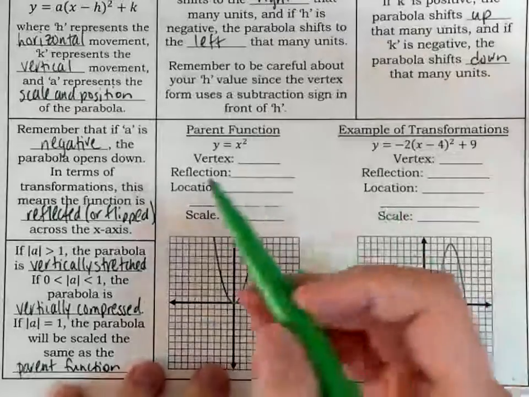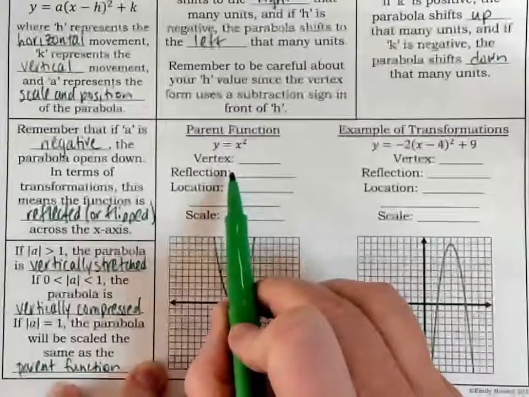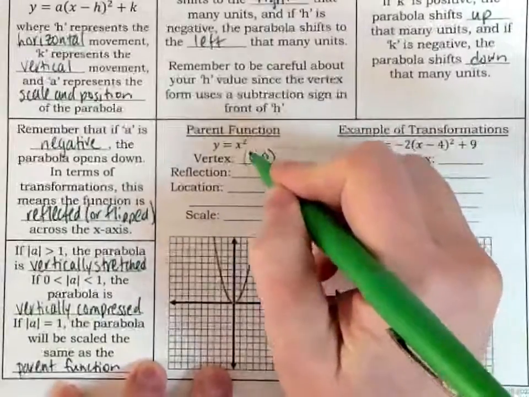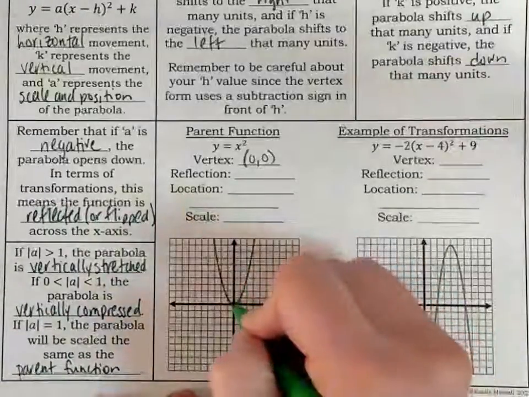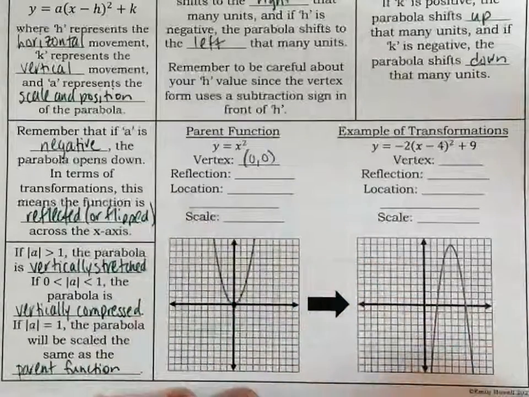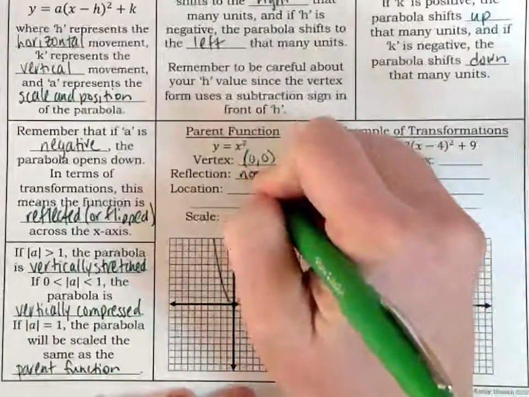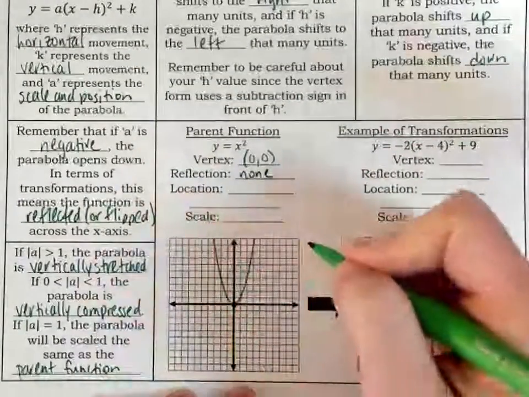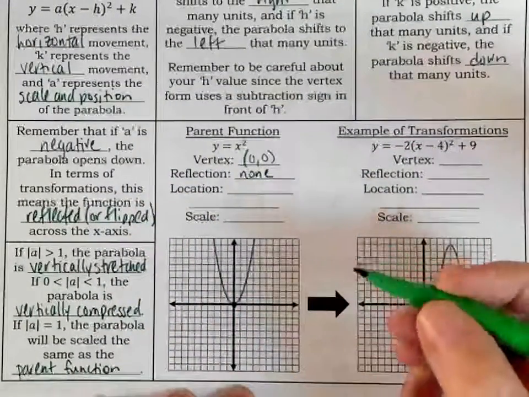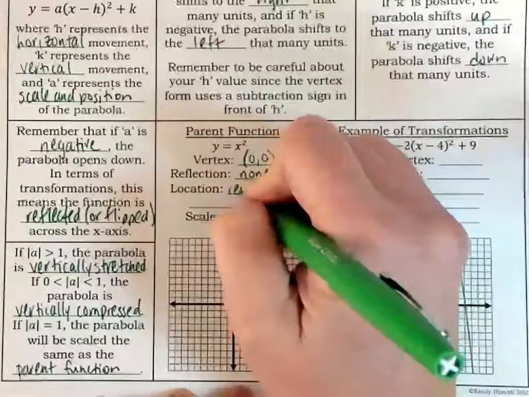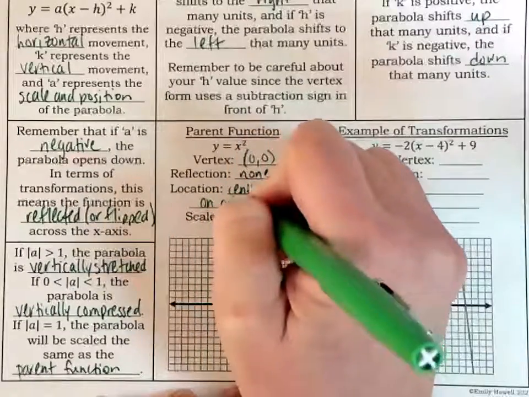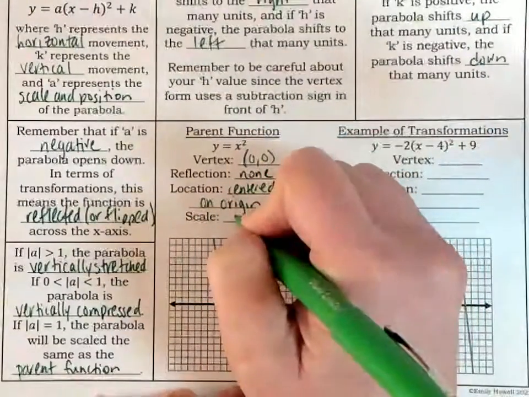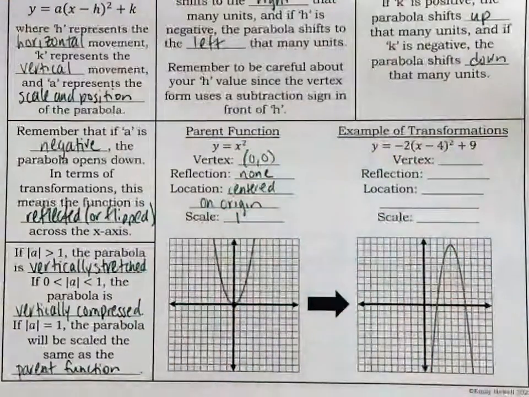So the parent function, y equals x squared, the vertex of this is at 0, 0. A lot of times the origin is your starting point for any parent function. And so that means that right here is my vertex, 0, 0. The reflection, there is none. It's a positive a value, so it's opening upwards like it should. The location, it is centered on the origin. And as far as scale goes, it has a scale of 1. Okay, it's at its base form.